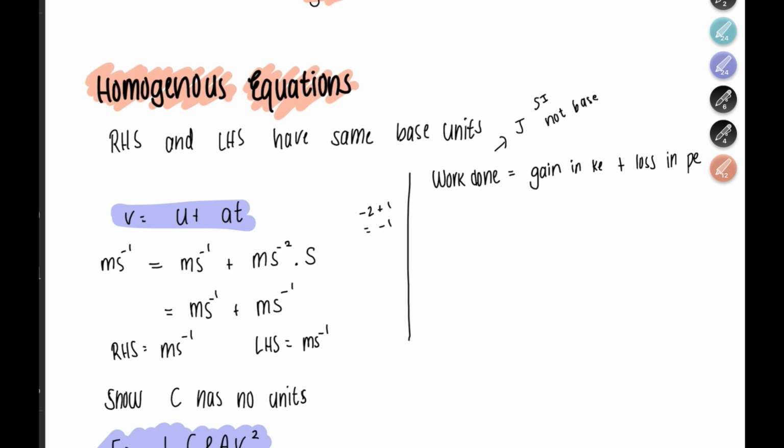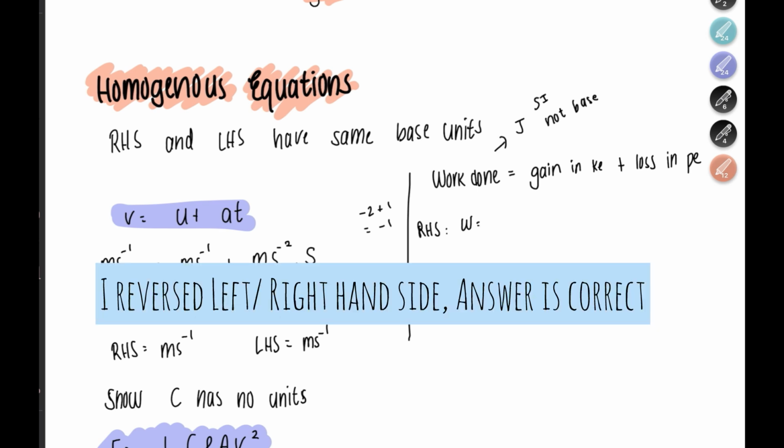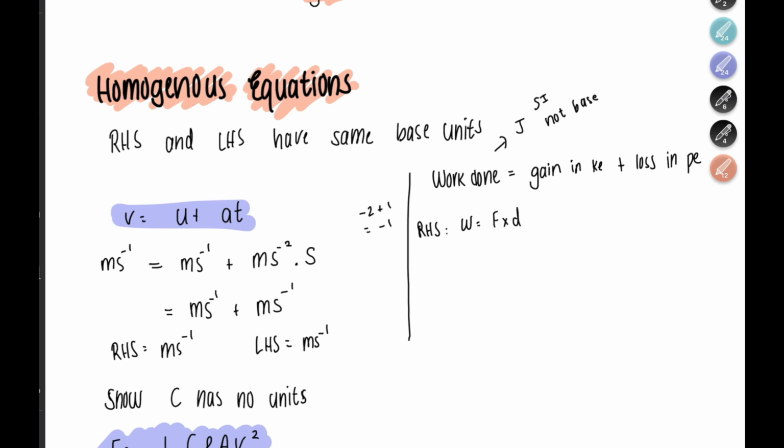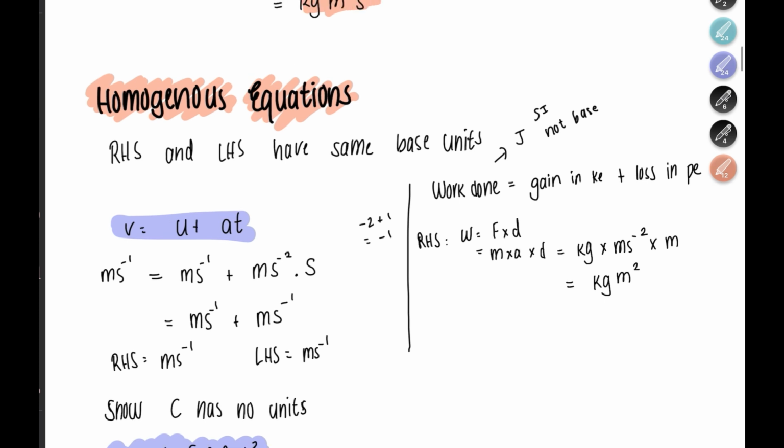Remember, what is the formula for work done? I'll write the right hand side. Work done equals force multiplied by distance. What is the formula for force? This equals mass times acceleration, and then multiplied by distance. So mass is kilogram, acceleration is meter per second square, and distance is meters. So I will simplify this. This is kilogram meter square, because the exponents of m, 1 plus 1, is 2, and then s^-2.